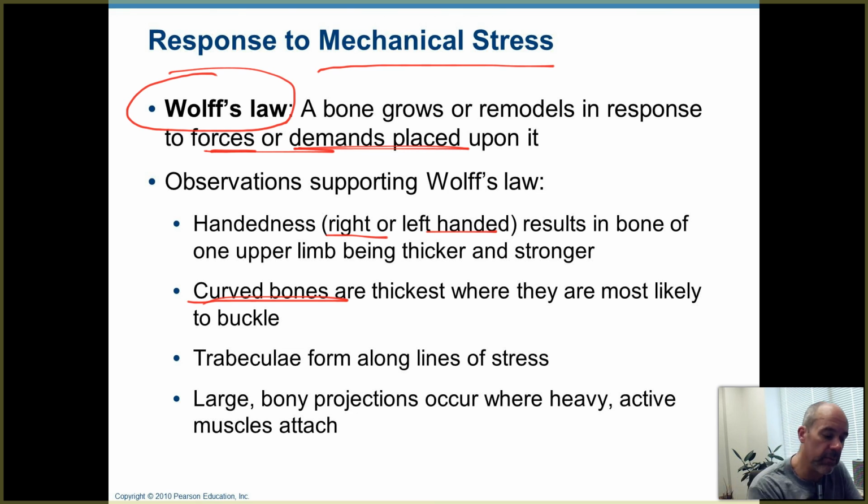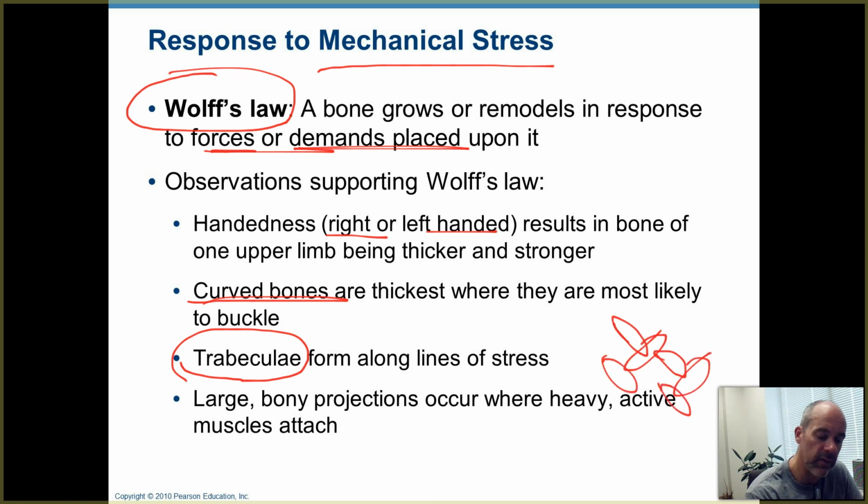The trabeculae, remember those are the little subunits in your spongy bone. Those form along lines of stress, which we've talked about a little bit earlier. We talked about how they kind of have that shape like this, where they crisscross. And so those crisscross shapes, those little subunits, are going to be oriented so that they can handle the most weight bearing.